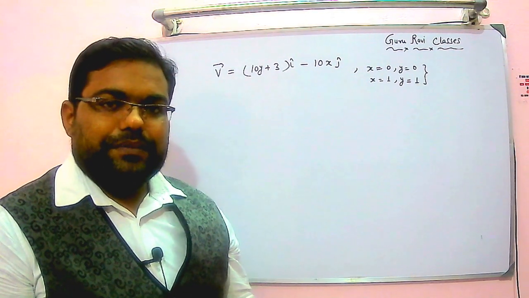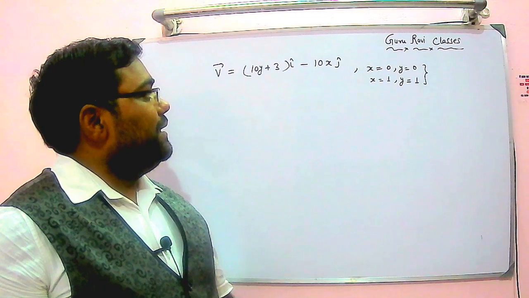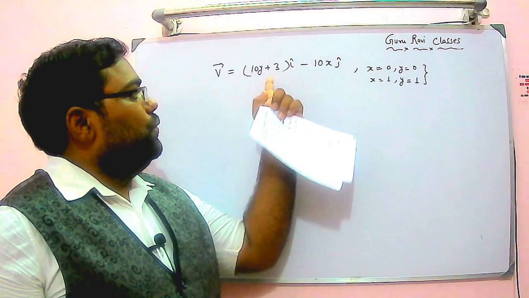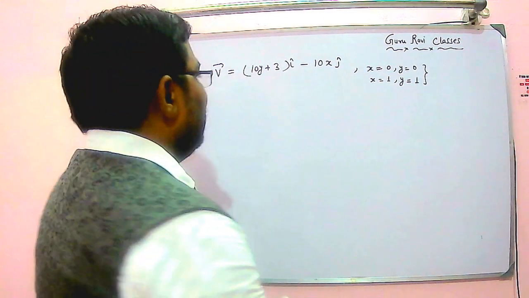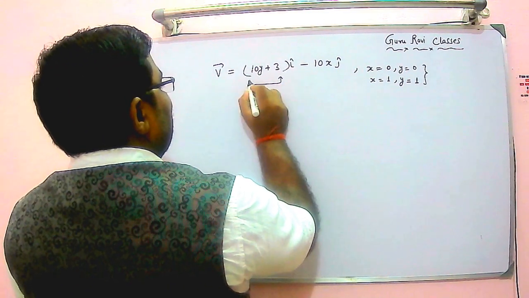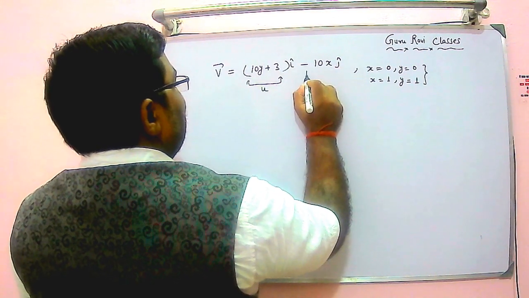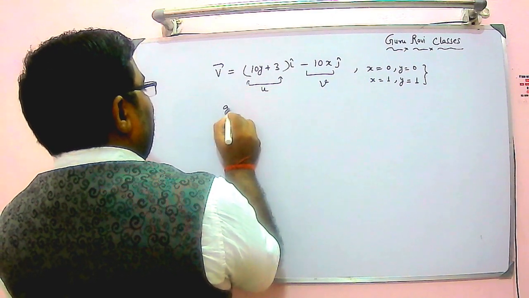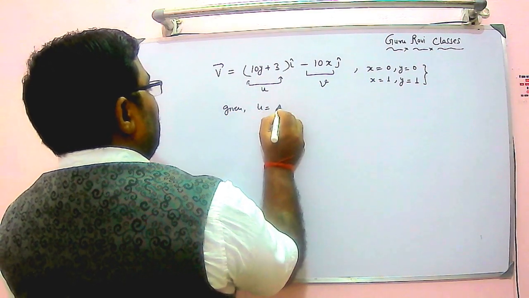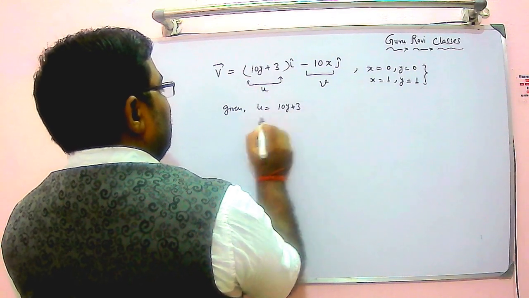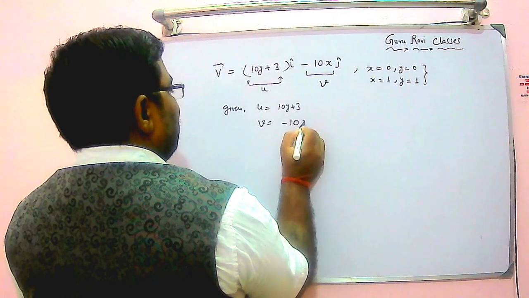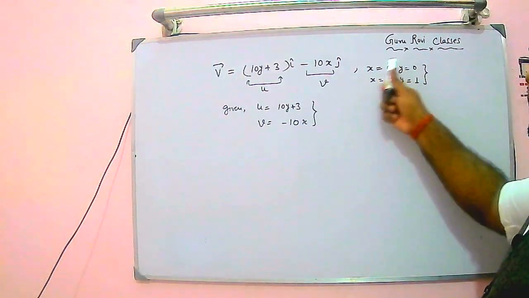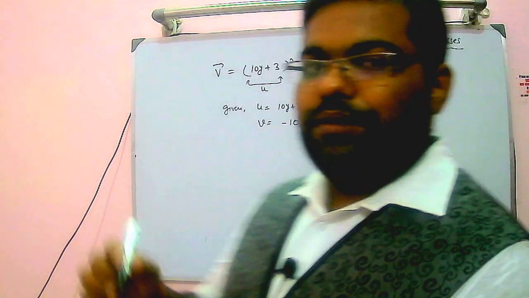How to solve this? Look at this equation. Basically this equation is a two-dimensional case of fluid flow where u and v are given. So we can simply say this complete thing is small u and this including minus is v. So from here we can say given u is equal to 10y plus 3 and v is equal to minus 10x. These two things we know. Now we need to draw this contour and then go for circulation.